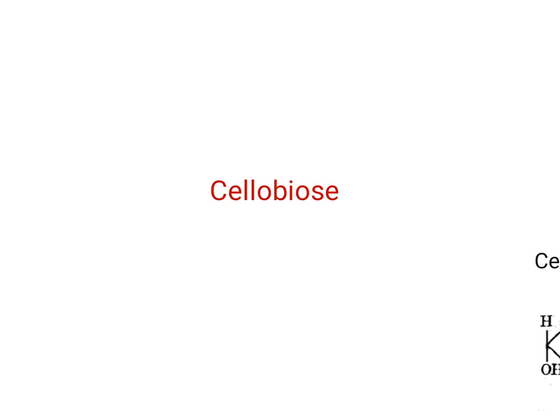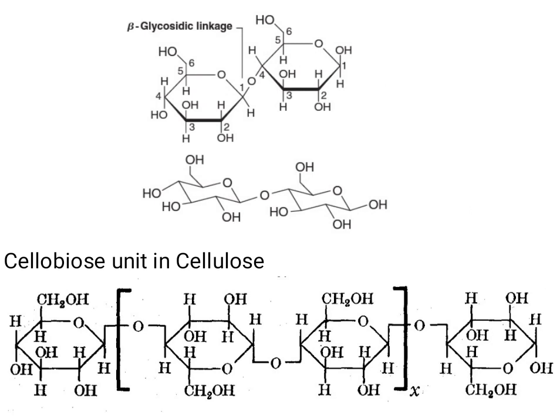Cellobiose. This is the structure of cellobiose. You can see the first linkage is the beta glycosidic linkage, and this one is the alpha linkage. Now the cellobiose unit in cellulose: cellobiose can be obtained from the hydrolysis of cellulose. So this is the cellobiose unit in cellulose.